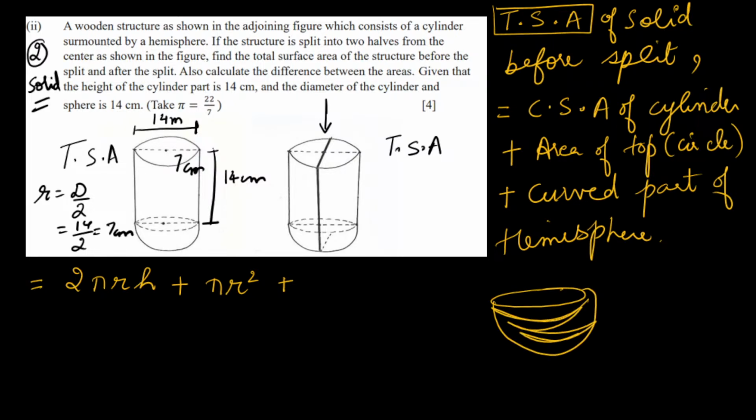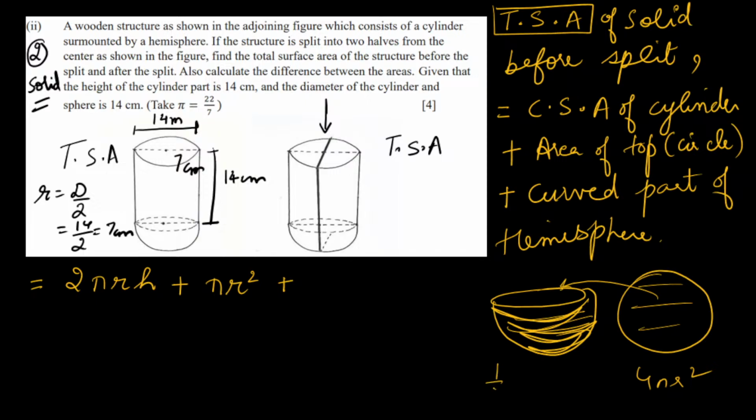Only this part. See, if total area of sphere is 4 pi r square, if we have to take only the curved part of hemisphere, it means half of the sphere. So it will become half of sphere. So it is 2 pi r square, because this top we are not including here. This circle is not there, only curved part. Only curved part's area is 2 pi r square.